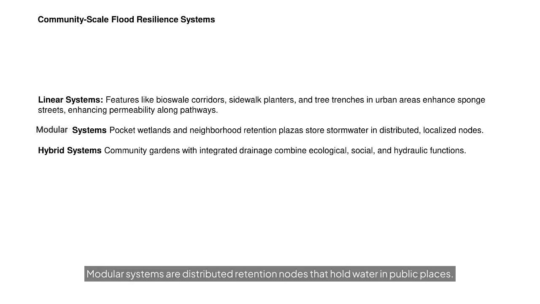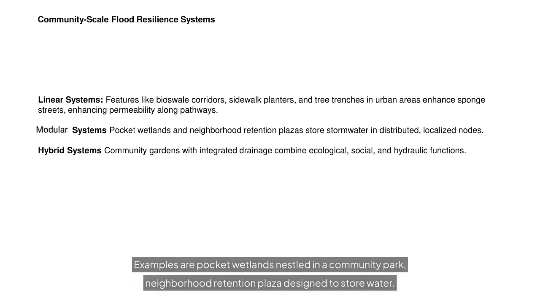Modular systems are distributed retention nodes that hold water in public places. Examples are pocket wetlands nestled in a community park, and neighborhood retention plazas designed to store water.